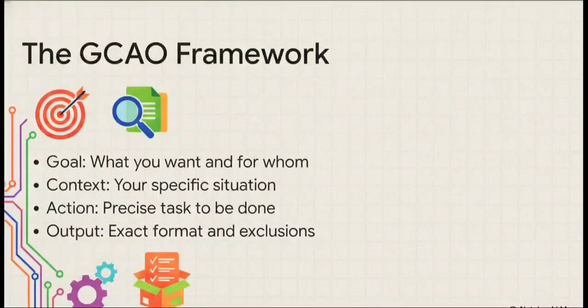To achieve that level of specificity every single time, we use the GKO framework. Think of it as a quick mental checklist to run through before you hit send. First, G is for goal, not some vague vibe, but what you actually want and exactly who it's for. Next, C is for context. This is your specific situation, stuff like your current revenue, what you've already tried that completely failed, and your time constraints. A is for action, the precise scoped task you want done.